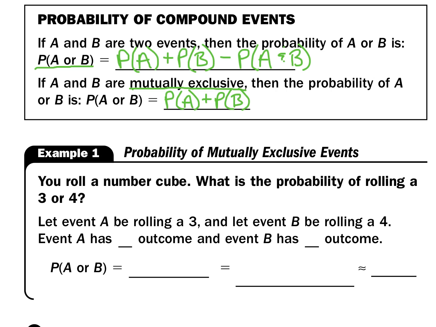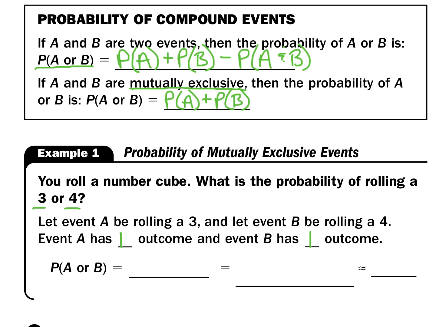So example 1 says probability of mutually exclusive events. You roll a number cube. So we're rolling a die. What is the probability of rolling a 3 or a 4? Well, I can't roll a 3 and a 4 at the same time with one number cube. So let event A be rolling a 3, let event B be rolling a 4. Event A has exactly one outcome, because there's only one way I can roll a 3. Event B has exactly one outcome, because there's only one way I can roll a 4.